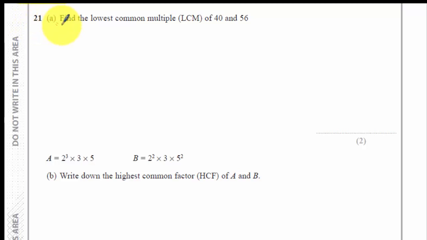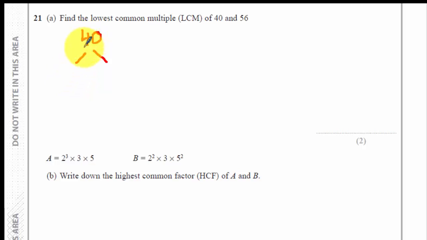Question 21, Part A. Find the lowest common multiple, LCM, of 40 and 56. Now there are a couple of ways of doing this. You could just use your calculator and list out the multiples of 40 and the multiples of 56 until you came to the first one that was in both times tables. But it is good to know a better method so that if the numbers are a little bit more challenging, or you don't have a calculator, if it comes up in paper 1, you've got a better method.